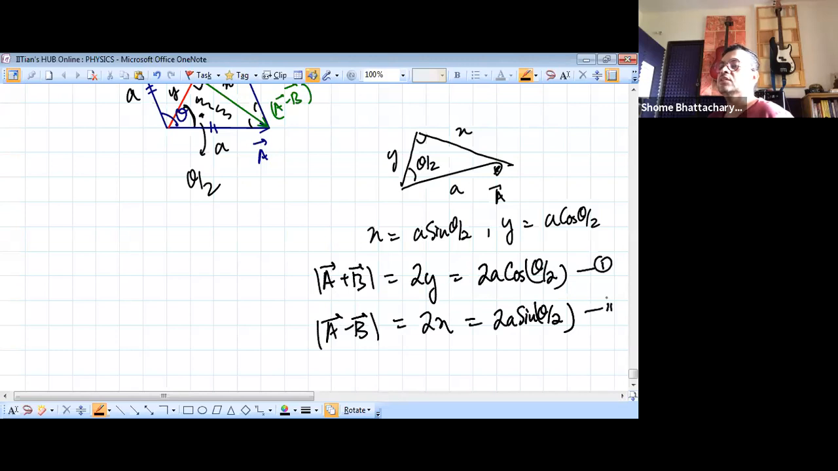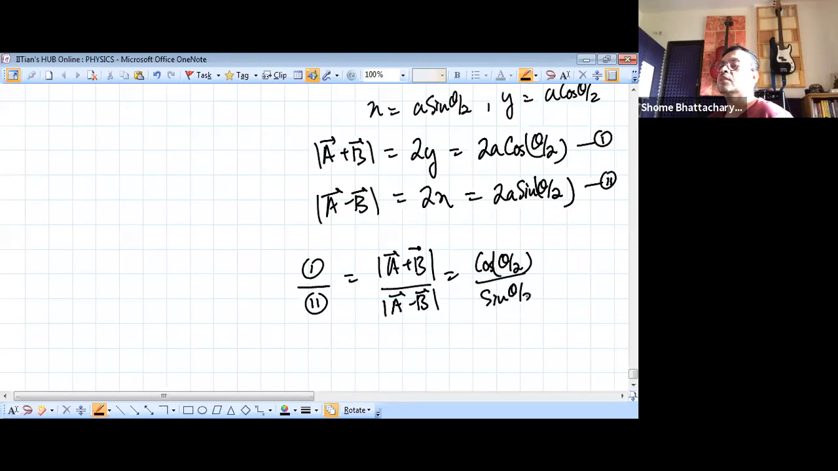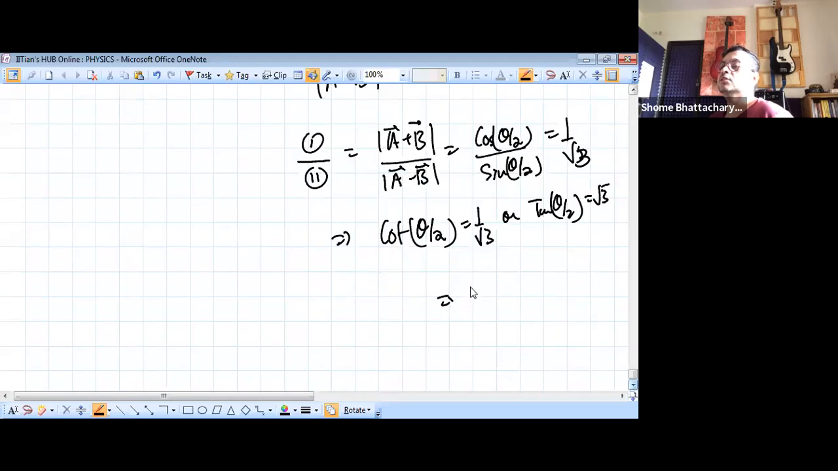So if this is equation 1 and this is equation 2, just divide these two now. Equation 1 divided by equation 2 will give you mod of A plus B upon mod of A minus B. What happens? 2A, 2A cancel. It will become cos theta by 2 upon sine theta by 2. And that is given to us as how much? 1 by 2. So that means cot theta by 2 is equal to 1 by 2. Or you can say that tan theta by 2 is root 3. That means theta by 2 is how much? It is 60 degrees. So that means as expected theta is 120 degrees.